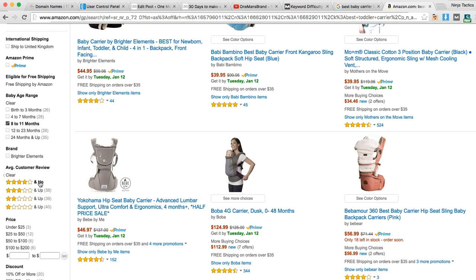I also always do this because I don't want to be promoting something that's 1 star. A 1-star product's crap. Who wants to promote a 1-star product? If you start promoting that on your website, you'll never get any sales. So always filter to the 4 stars and up.